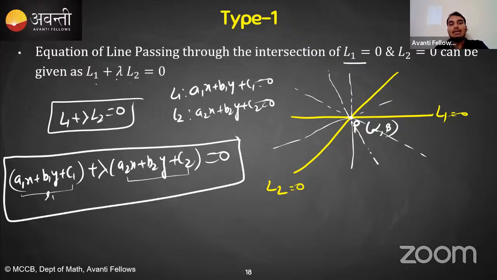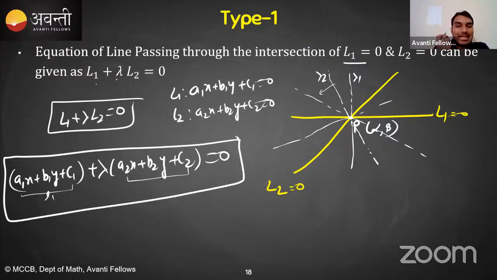So it means all the lines which are passing through the point of intersection of L1 and L2 are given as L1 plus lambda L2 is equal to 0. Is this clear, students? Is there any doubt? On changing your lambda, you will get a different line. For one lambda you get one line, for another lambda you get another line. So like this, on changing your lambda, your line will change.